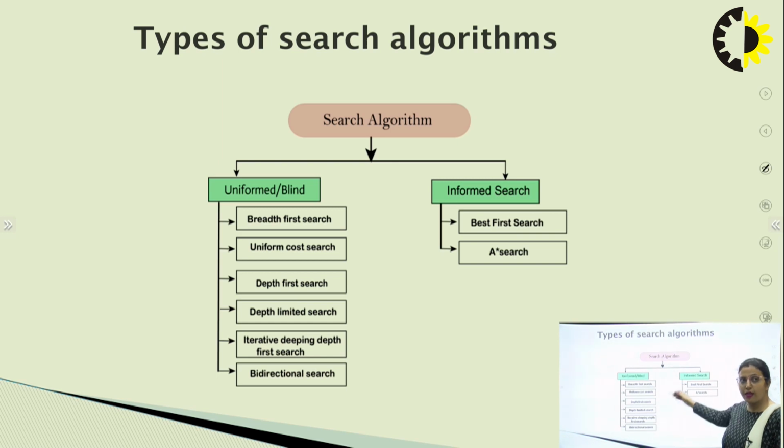So here are some of the uninformed search techniques, and here are some of the informed search techniques. I will cover the uninformed ones in this lecture: first the breadth first technique, then uniform cost search, then depth first search, depth limited search, iterative deepening depth first search, and the bi-directional search. I will give you a review of all these searching techniques, and in the next video I will upload about the informed search techniques.